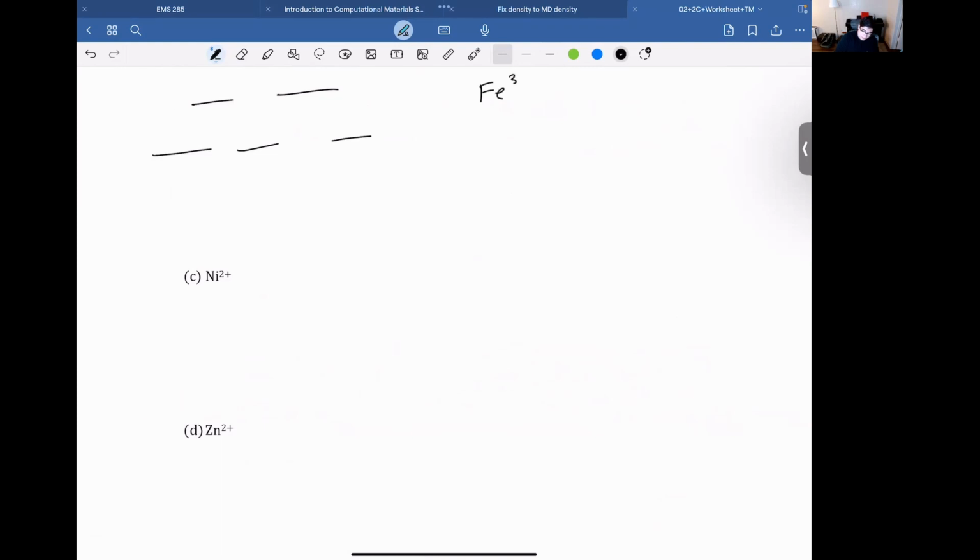So the noble gas notation for iron 3 plus is this. We have 5 electrons that we need to pair or fill in. And since this is just high spin, I'm just going to follow the same rule as before, where you fill up each orbital first.